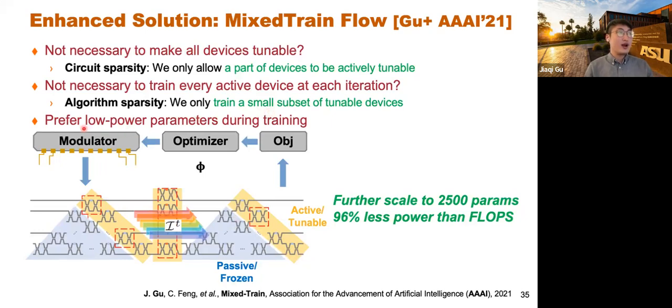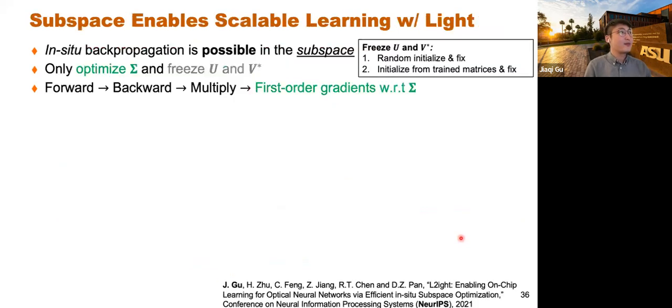And also we have a very high power efficiency because every time we do the parameter update, we prefer a low power parameter. For example, higher phase shifter rotation angles correspond to higher power, while lower rotation angles like 1 degree, 2 degrees correspond to lower power. So we can naturally prefer small phase shifters during training. Overall, we can extend to 2,500 parameters with over 96% power reduction during training compared to previous solutions.